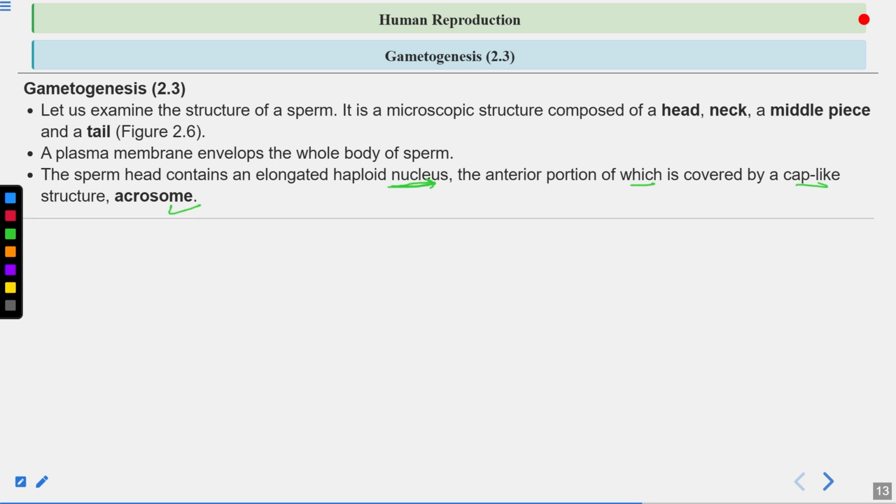This acrosome reaction is very important for the fertilization of the egg. In this cap-like acrosome, the enzymes are present which digest the wall of the egg. Enzymes like hyaluronidase. This is the enzyme which is present in the acrosome. So this was about the head of the sperm.